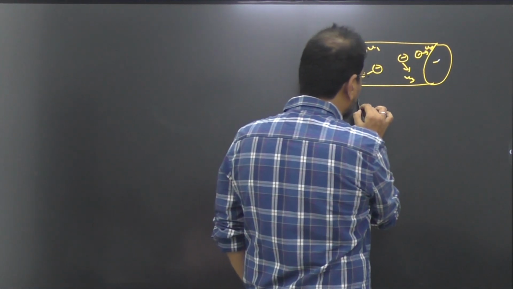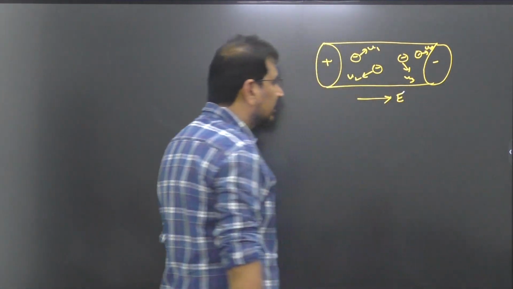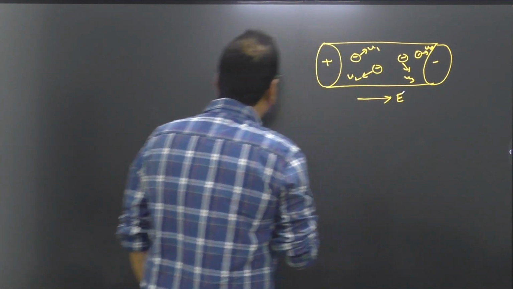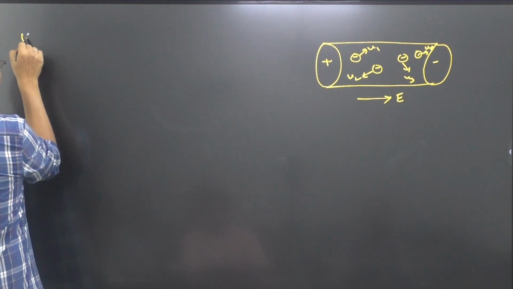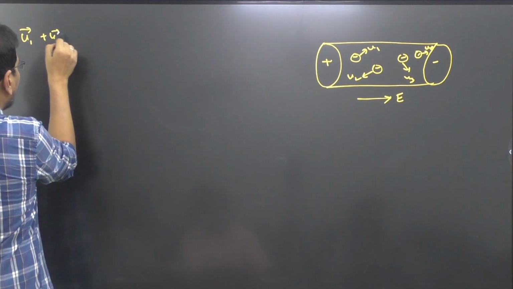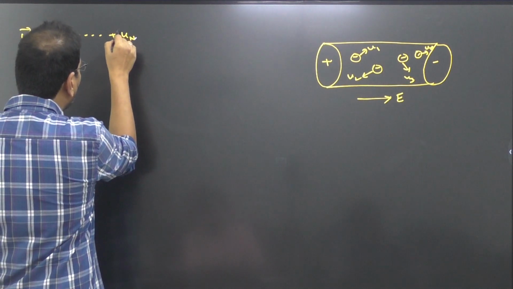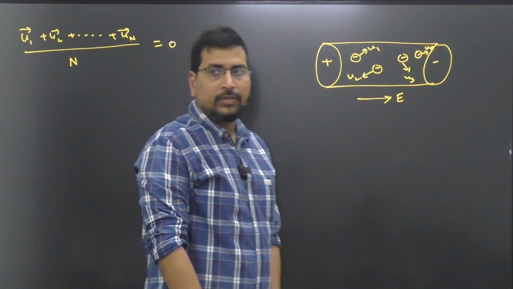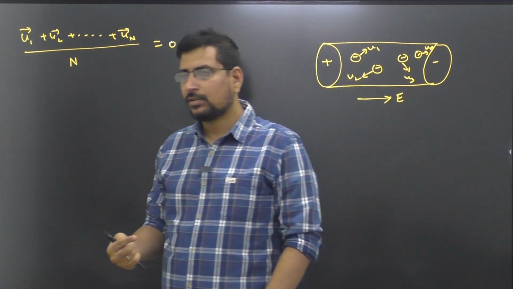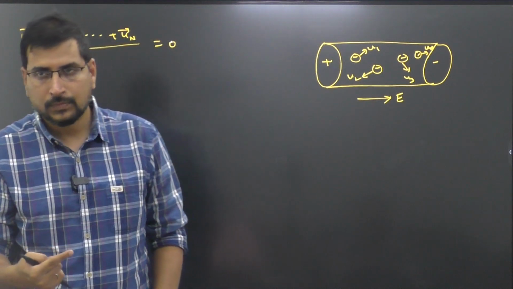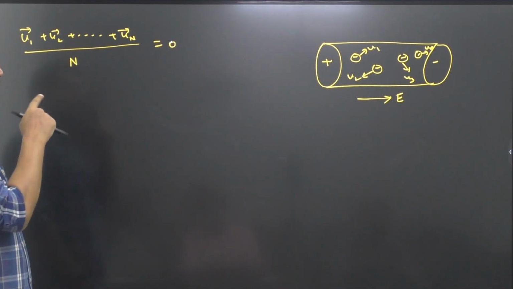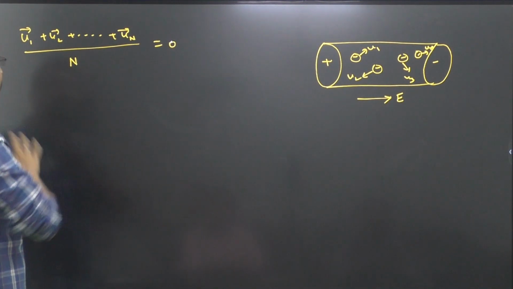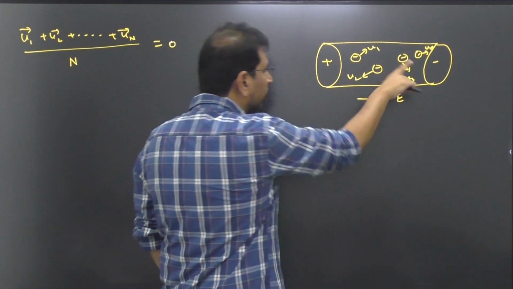As soon as you connect this potential source, there is an electric field that is generated from the higher to the lower potential, right? Now, what is happening in the initial condition? U1 vector plus U2 vector plus so on till UN vector, the whole divided by n, is equal to 0. We know that the average of initial velocities of all these electrons put together is going to give you a null vector.